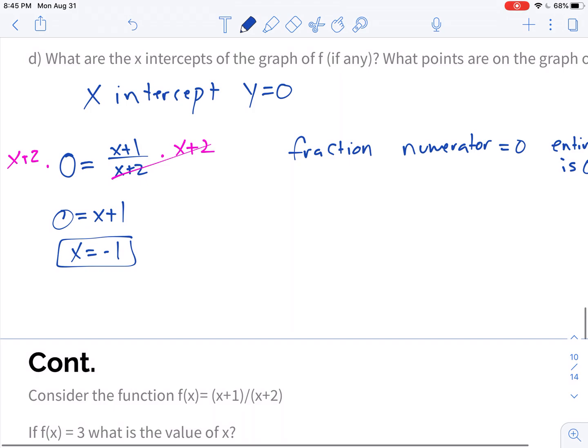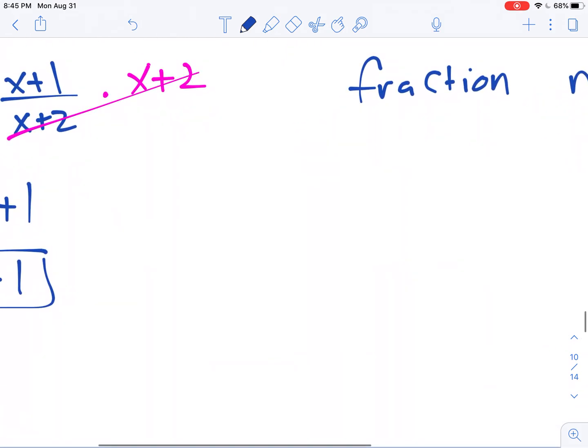But again, I could solve for the entire function. I could say, all right, I know my y value is 0. I'm going to set it equal to the entire function. I'm going to solve for that x value. And I find that it's -1. And that point on my graph would be -1, 0.